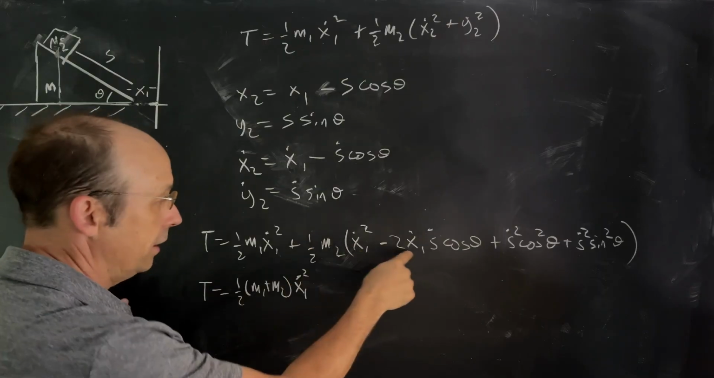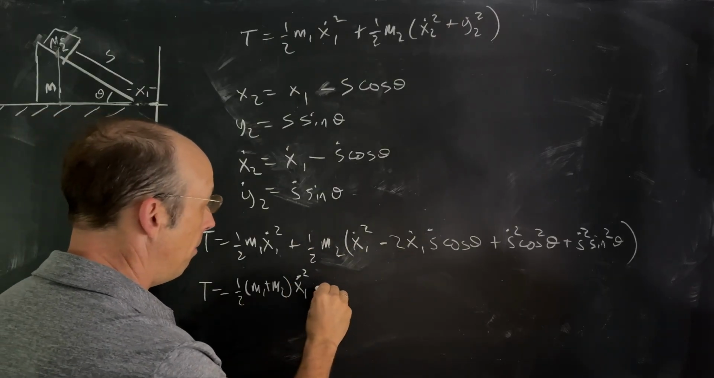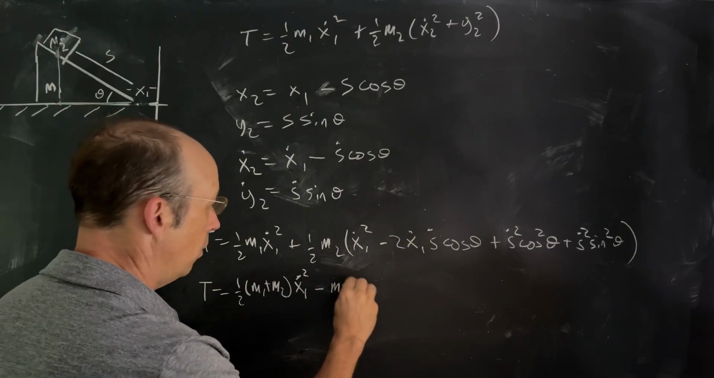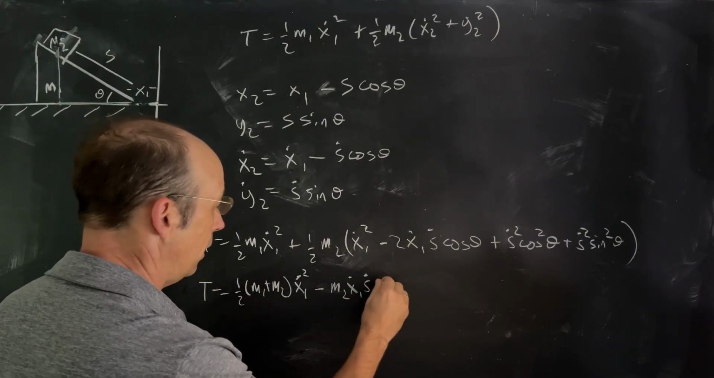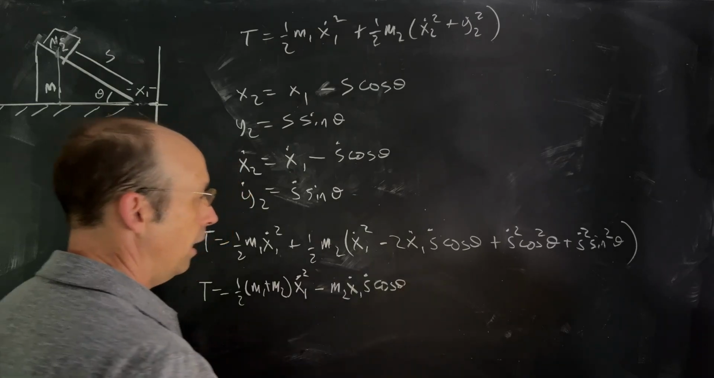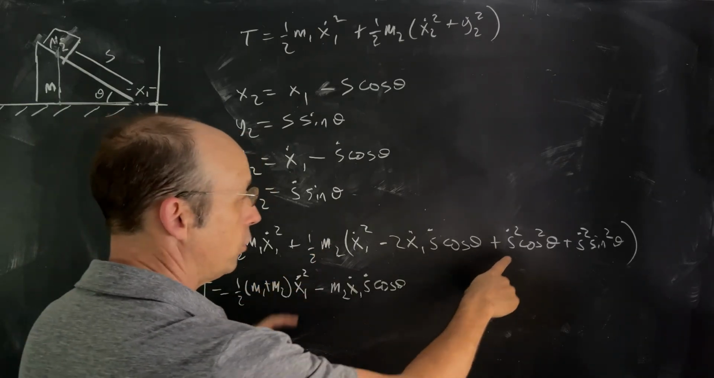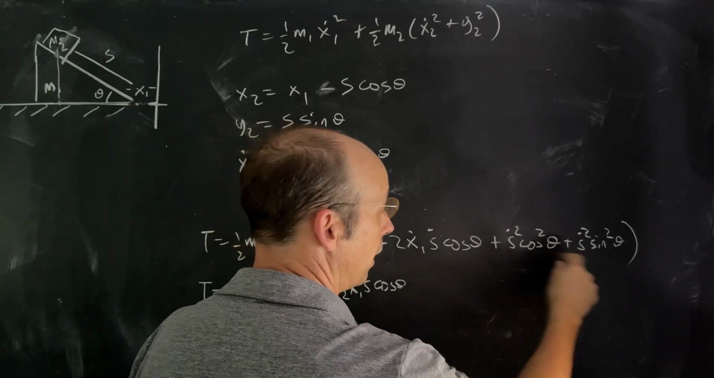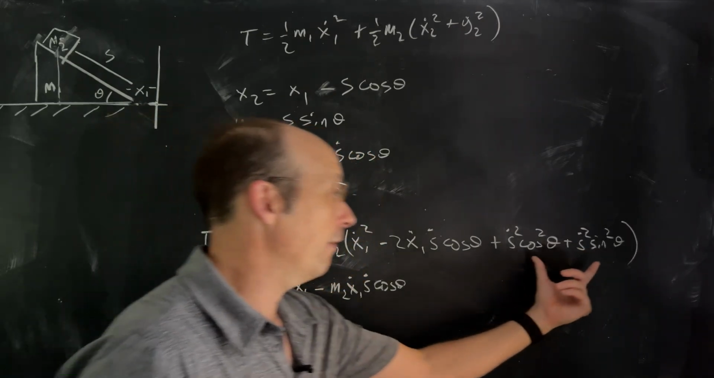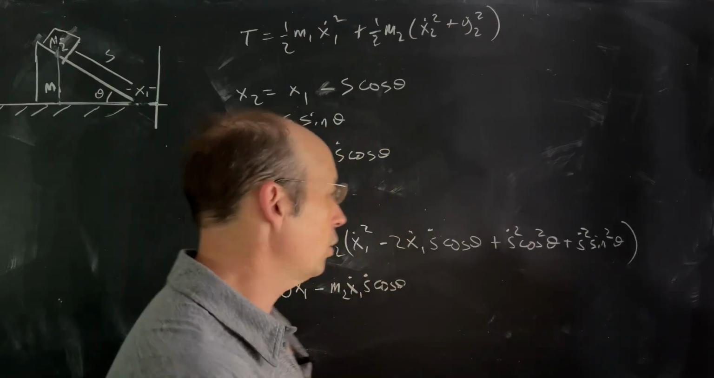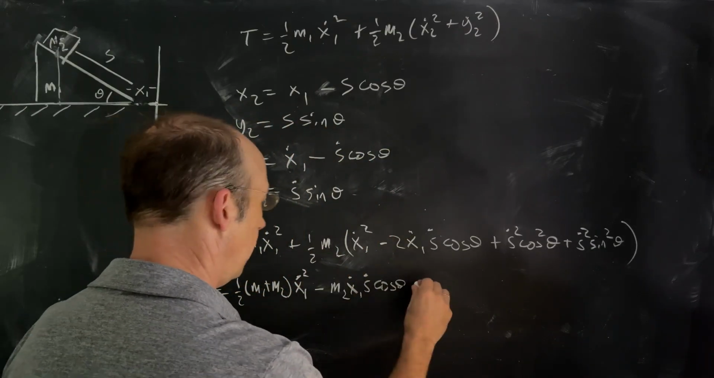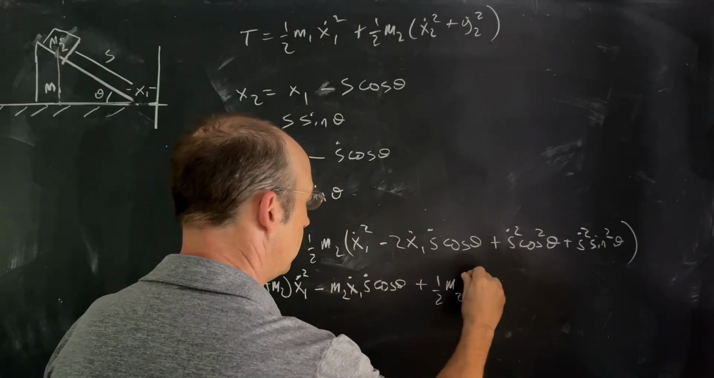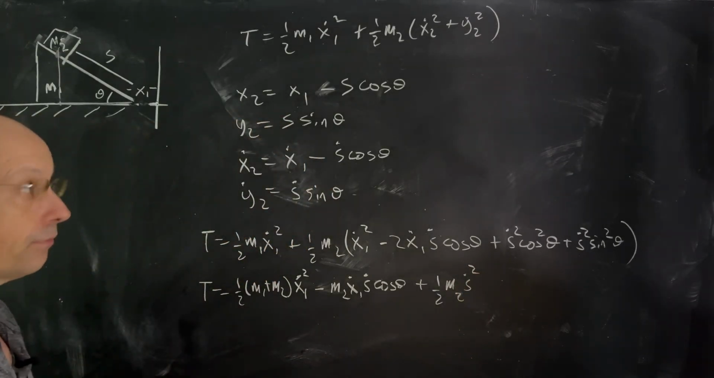Now I'm going to have this term right here that's going to be minus 1/2 times 2, so those cancel, m2 x1 dot s dot cosine theta. Now over here, I'm going to get 1/2 m2. Here I have an s dot squared cosine squared theta plus s dot squared sine squared theta. I can factor out the s dot squared, and then I have cosine squared plus sine squared is 1. So this is just going to be plus 1/2 m2 s dot squared. And that's my kinetic energy term.